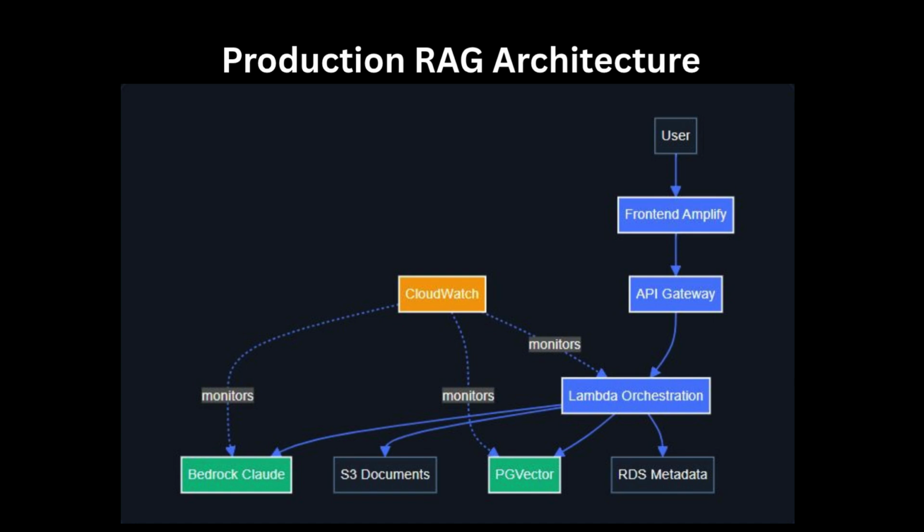Data is stored in S3 and RDS, while PG Vector handles vector retrieval. CloudWatch monitors the entire system. The architecture is serverless and scales automatically without infrastructure management.